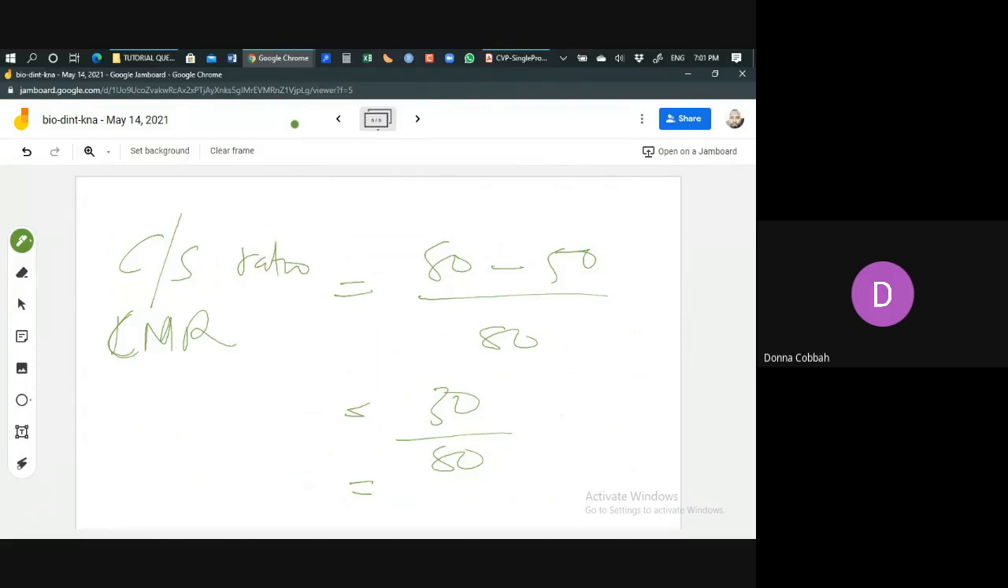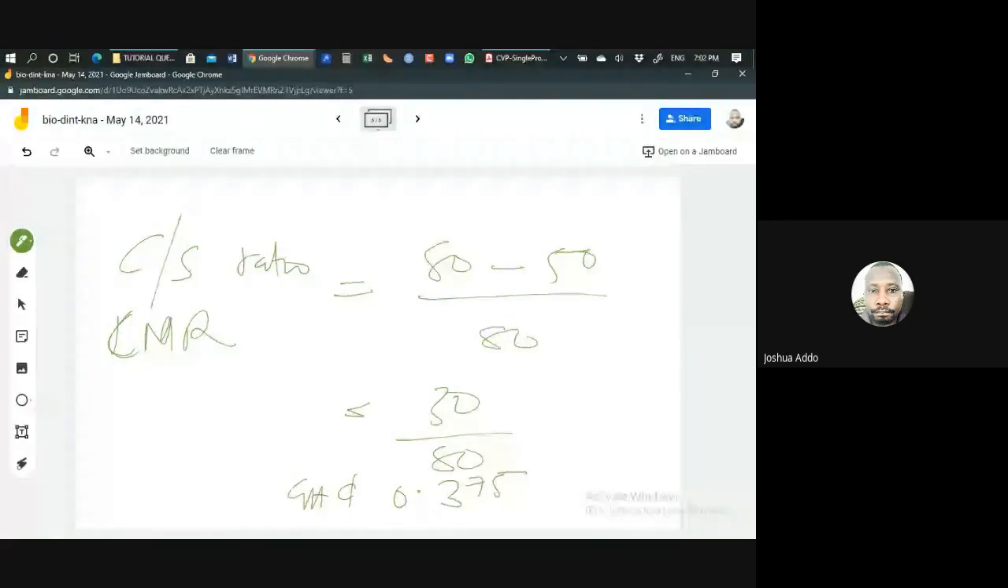I got 0.375. Yes, 0.375. Do we have some other points following, or is that just the figure? That's just the figure, 0.375. Good. That is the contribution to sales ratio.